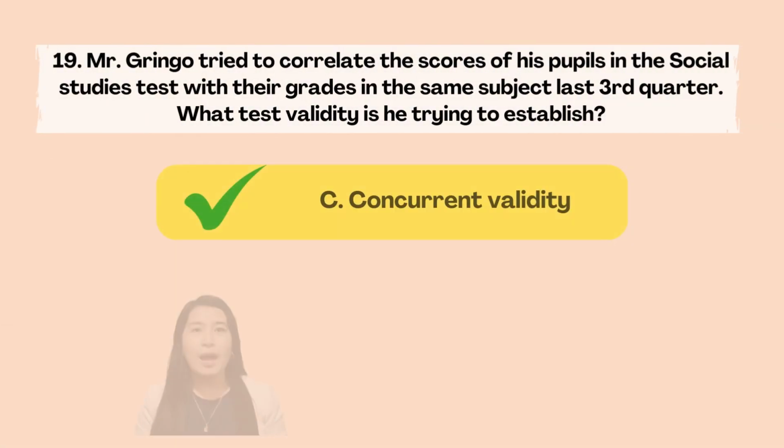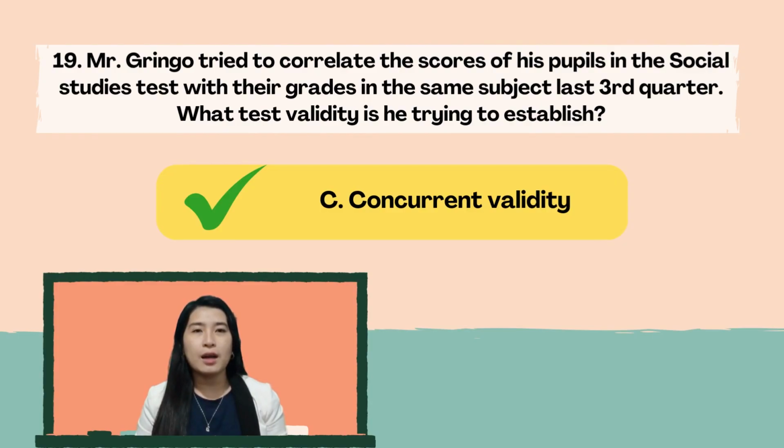So the answer is letter C, concurrent validity. Mr. Gringo is checking if the current test matches with the past grades, which are already known. He is comparing two measures at almost the same time in the same subject. So this type of checking is called concurrent validity.